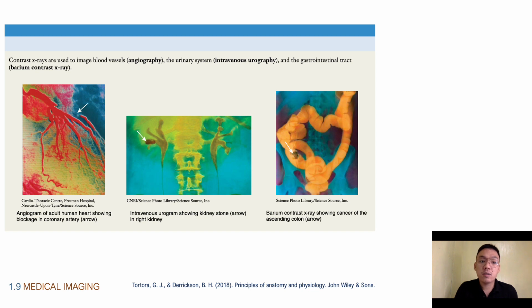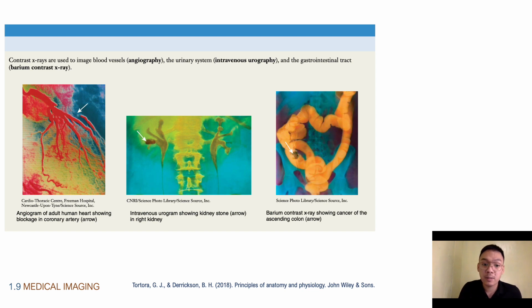Contrast x-rays are also used to image blood vessels. We call that angiography. And the urinary system, the intravenous urography, and the gastrointestinal tract, the barium contrast x-ray. These are the photos. An angiogram of an adult human heart showing a blockage in your coronary artery. In the arrow, you will see here a blockage. Okay, a very early symptom of a heart attack. Intravenous urogram showing the kidney stone, arrow, in your right kidney.